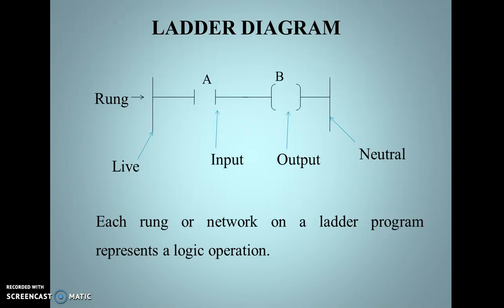Let's try to understand the PLC programming. The very popular method of PLC programming is using ladder diagram. In ladder diagram, we can see there are some components which have specific terminologies like rung and two vertical lines, the left line acting as the live wire and the right vertical line acting as the neutral. Inputs are placed generally on the left hand side of the rung and outputs are placed generally on the right hand side of the rung. Each rung or network on a ladder program represents a logic operation.